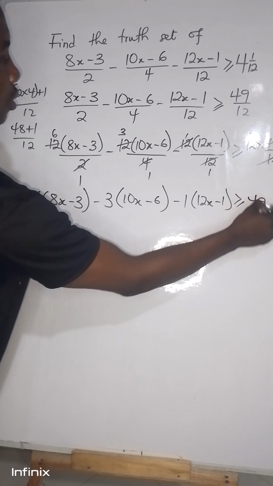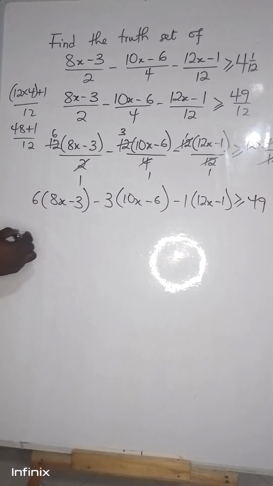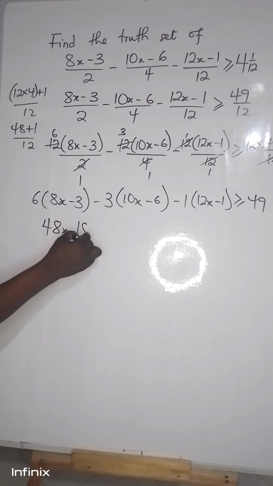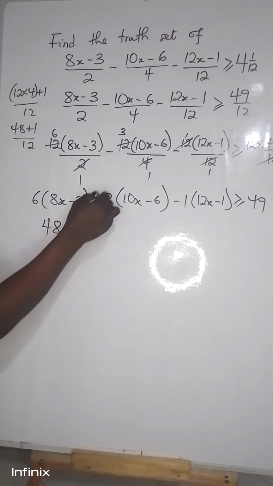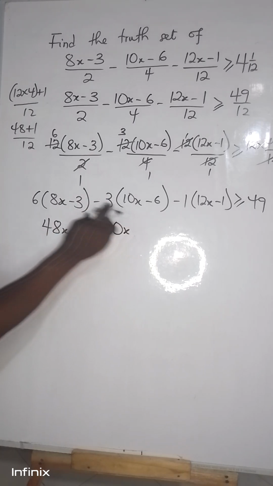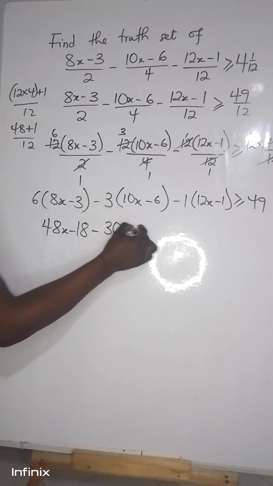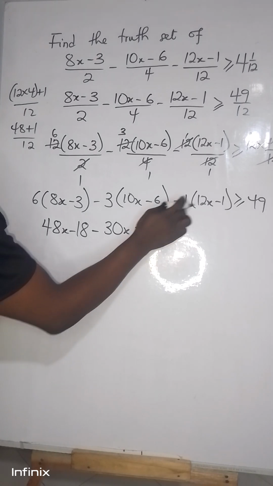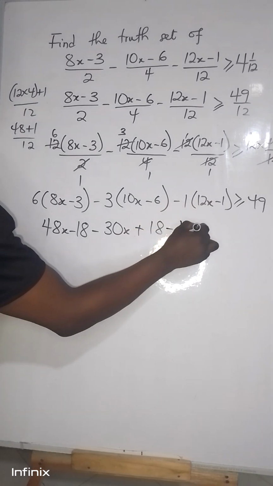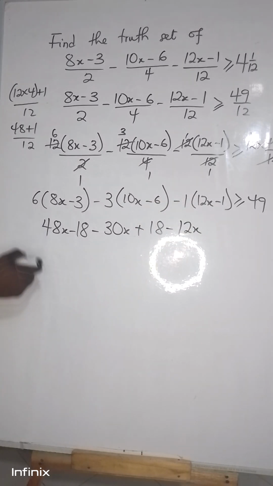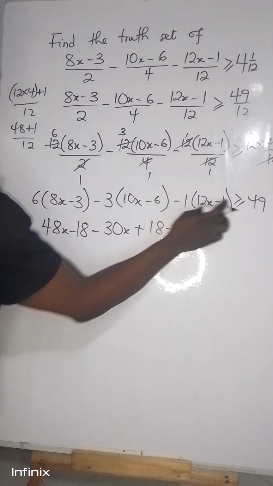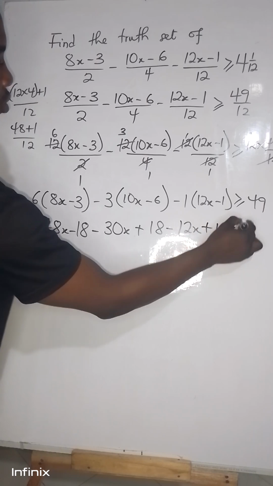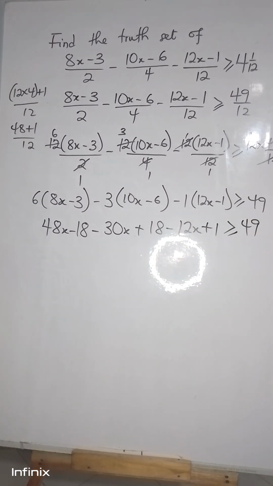That will be 49. So you expand it, you get 6 times 8, 48x minus 6 times 3, 18 minus, this is 30x. Then negative by negative will give you positive, so 3 times 6, 18. Then minus, this is 12x. Negative by negative, that is positive, so plus 1 by 1 is 1. Greater than or equal to 49.